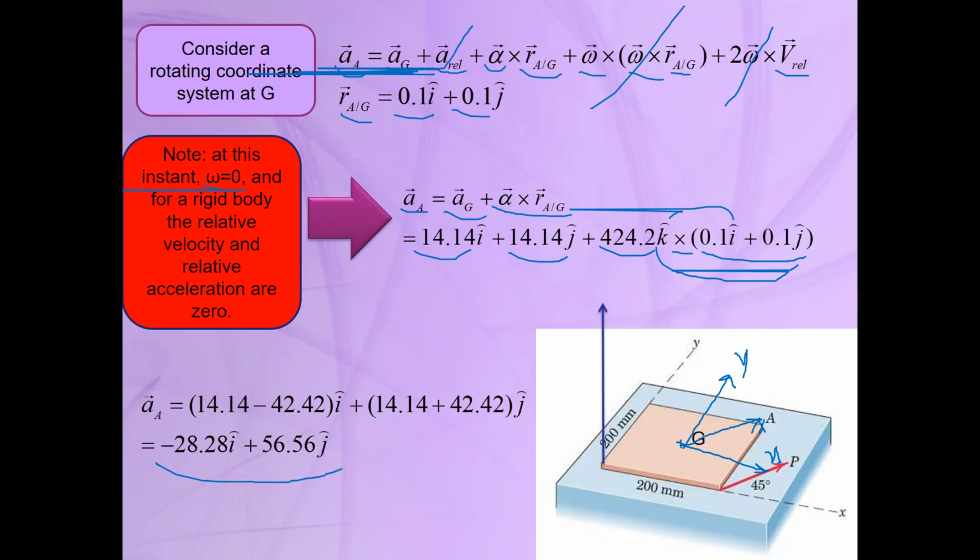So we divide the problem into two main steps. The first step, we calculate the acceleration of the mass center and the angular acceleration of the plate. And in the second step, we use the kinematic relations, and we consider a relative coordinate system at the mass center and find the acceleration of point A using the acceleration of the mass center. Okay, any question from this example? Is it clear? If you don't have any question, we can wrap up this session and continue the lecture in the next week.